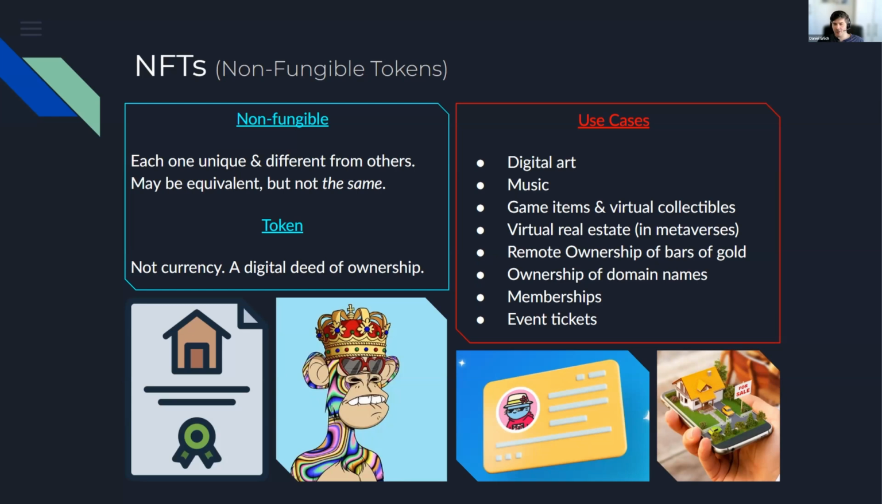You can use an NFT to represent securely that you own remotely a bar of gold that is stored somewhere at a bank that you trust. You can also record ownership of domain names, membership to a club or to a gym. There's a gym in the US where the membership isn't really a membership card. The membership is stored in the blockchain.